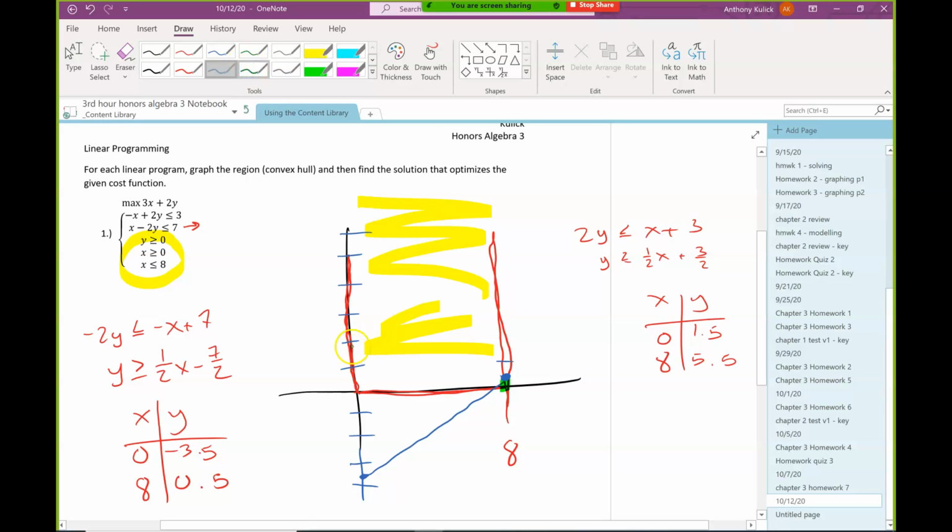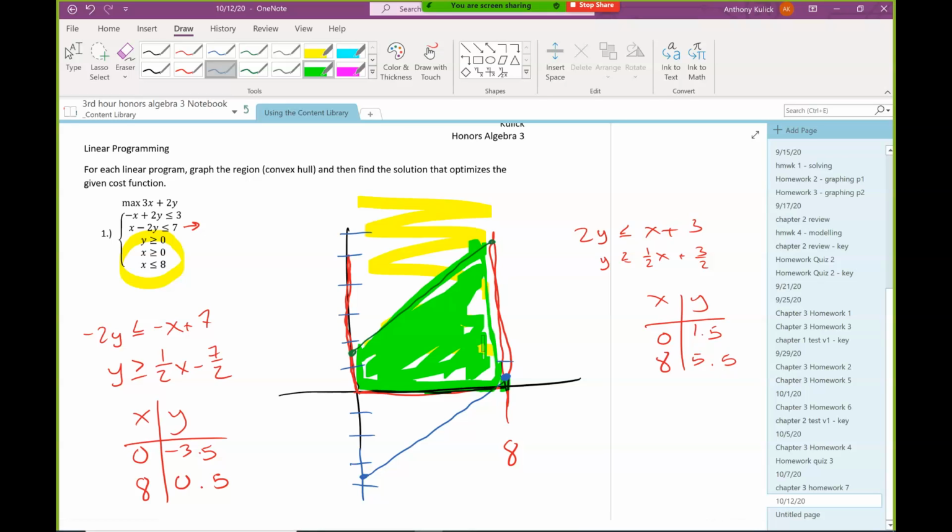So I have 0 and 1.5, and then 8 and 5.5 is that piece. So the part that I care about is this part right here. Is everybody okay with that? That's my convex hull. Joe?